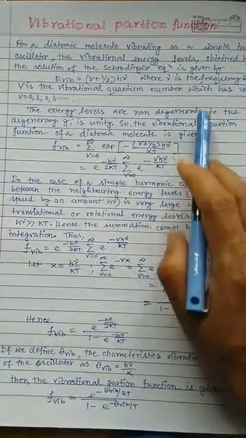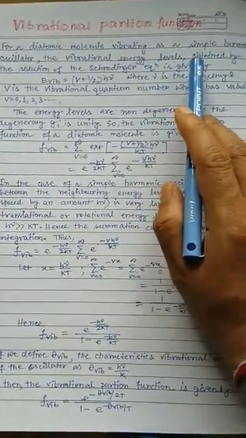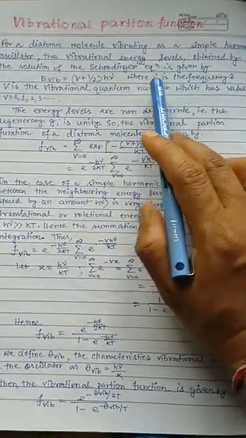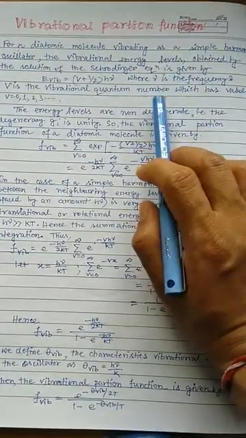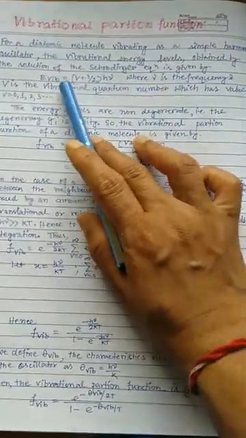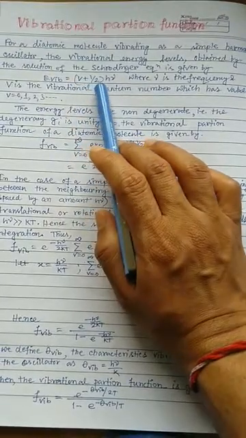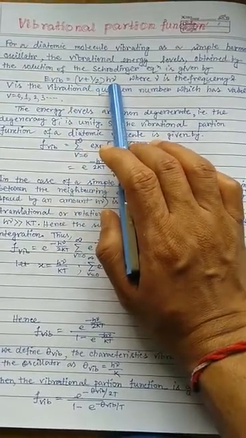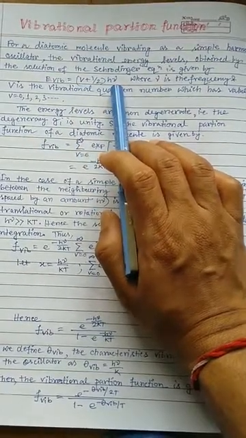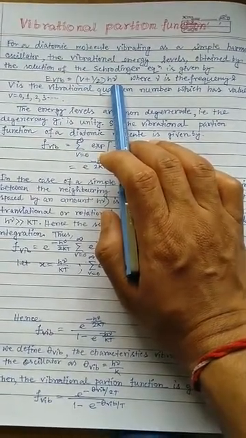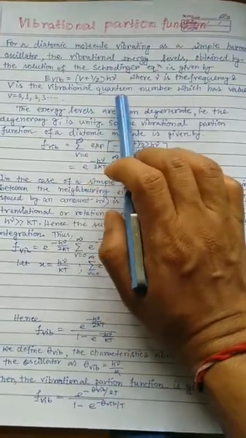We know that for a diatomic molecule vibrating as a simple harmonic oscillator, the vibrational energy levels obtained by the solution of the Schrodinger equation, a very well known equation, are E vibrational equal to (v plus half) h nu, where v is the vibrational quantum number and nu is the frequency of the oscillations. The value of v can be 0, 1, 2, 3, etc.